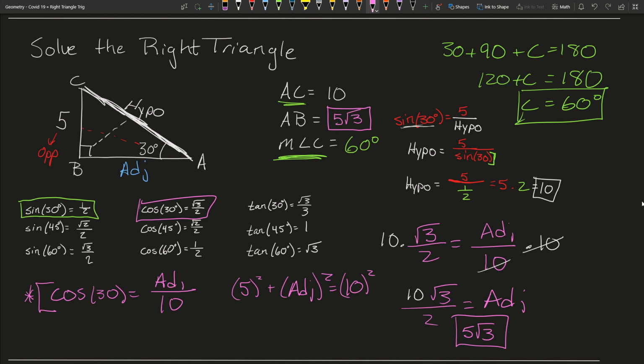Again, two different ways. Usually when you do it with the cosine way, it's simplified and rationalized for you already, unless you're trying to solve for a denominator. So it's kind of up to you. They both have their advantages and disadvantages. It's just what you feel more comfortable with.